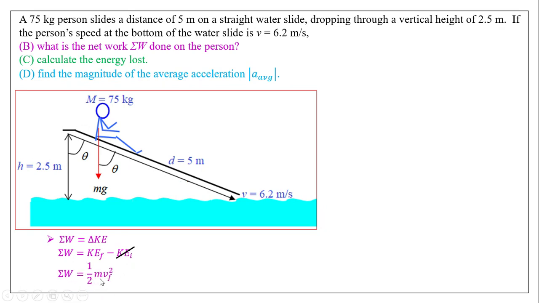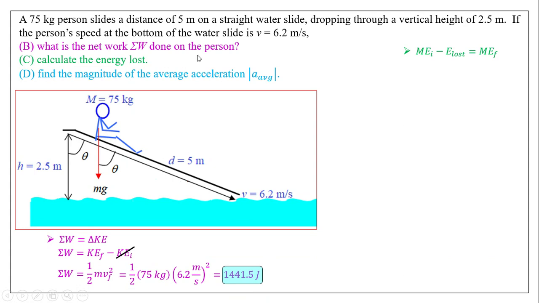Well, m is given as 75. VF at the bottom of the water slide is given as 6.2. So I can just plug and chug. Therefore it's 1/2 times 75 times 6.2 squared, and if you do that, you'll get about 1,441.5 joules. And that's the answer for part B. All right, let's go ahead and move on to C.